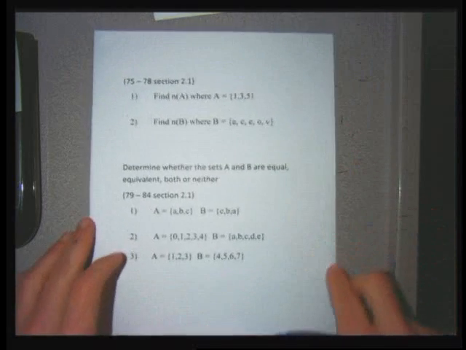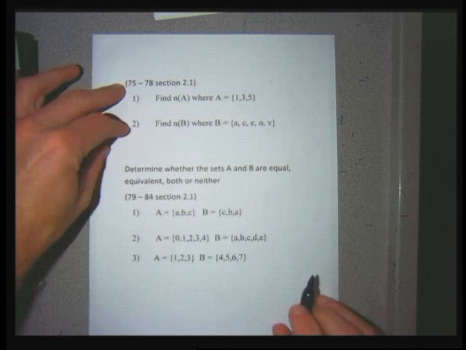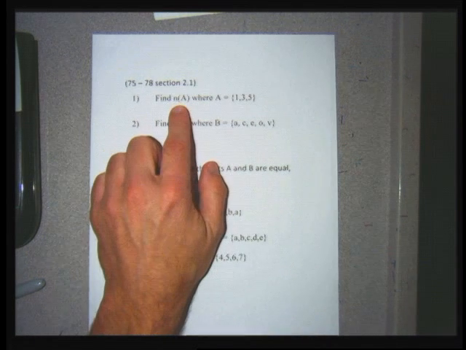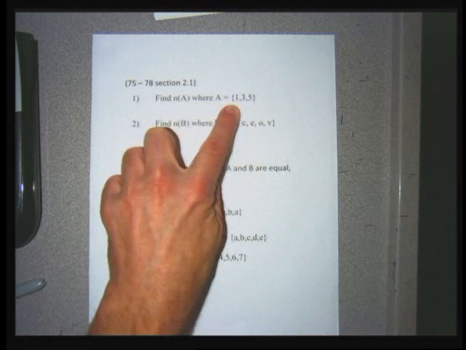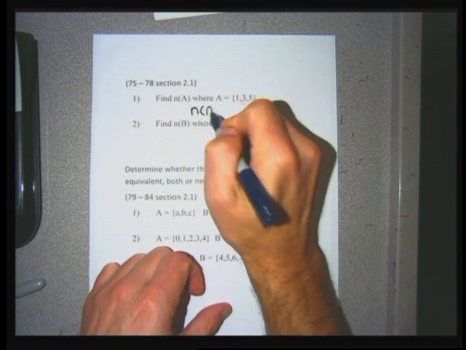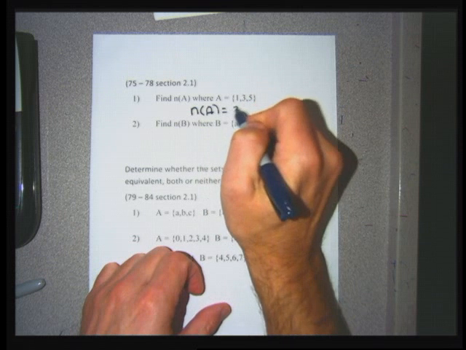So these problems, oh gosh, let me just do them. Hopefully you can do these really quickly. I didn't realize this was here. This question says find the number of elements in A. It tells me what A is. The answer to number 1, the number of elements in that set, is going to be 3.